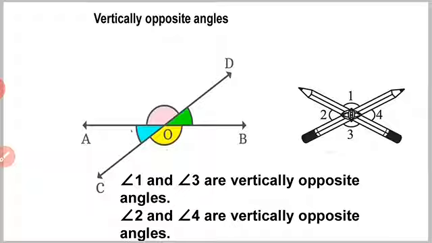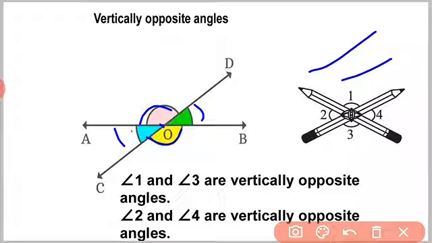Vertically opposite angles. When two lines intersect at a point, then four angles are formed. Then there will be two pairs of vertically opposite angles. Take an example of two pencils tied together. Then there are four angles formed. In this, angle 1 and angle 3 are vertically opposite angles, whereas angle 2 and angle 4 are vertically opposite angles. So we got two pairs of vertically opposite angles.